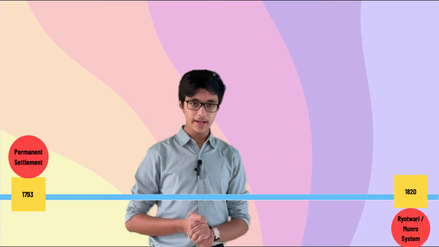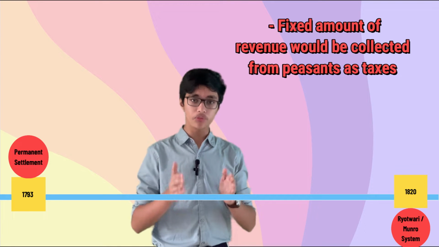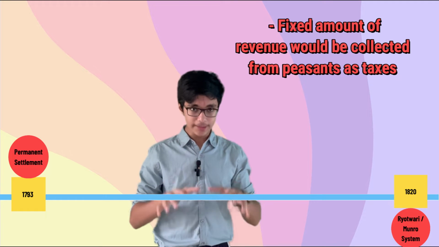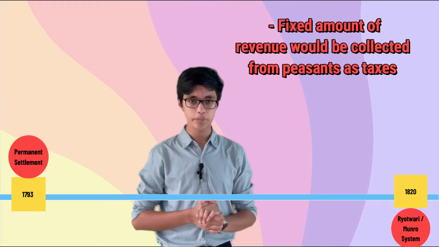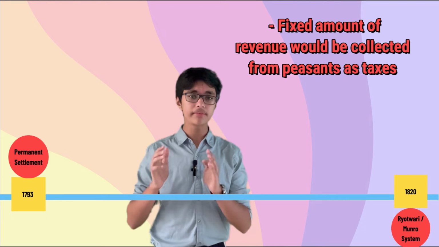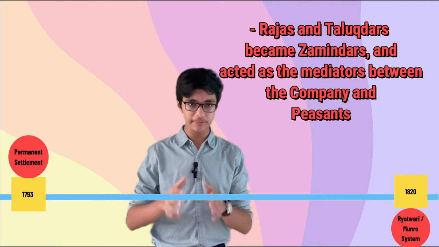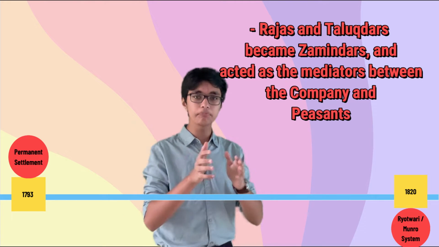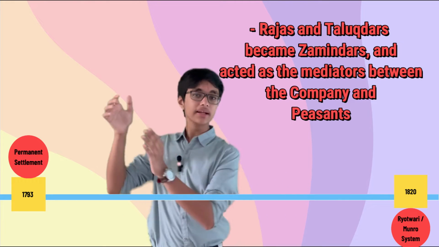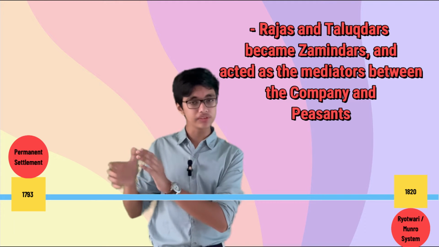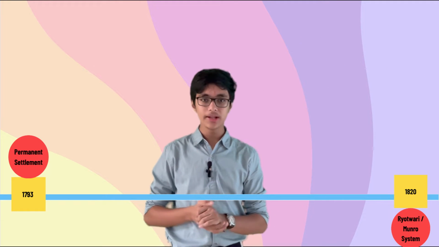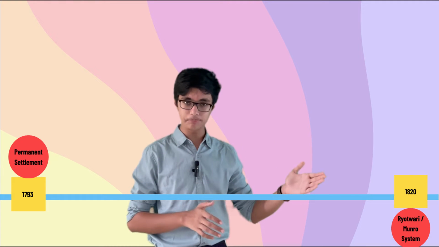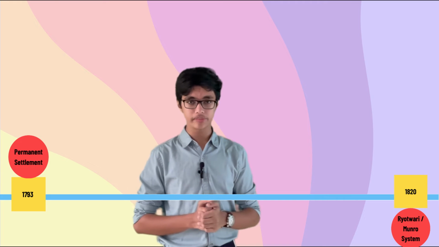Well, it said that a fixed amount of revenue would be collected from each place in the state of Bengal. Here, the Rajas and the Talukdars would be identified as Zamindars. And the job of these Zamindars was to act as the mediator between the peasant who cultivated all of this and the East India Company who received the profits from all of this. So these Zamindars would collect revenues, a fixed revenue from these peasants and pay that to the East India Company.